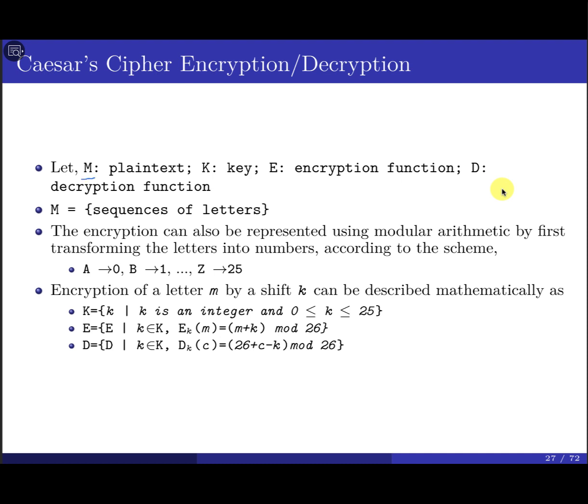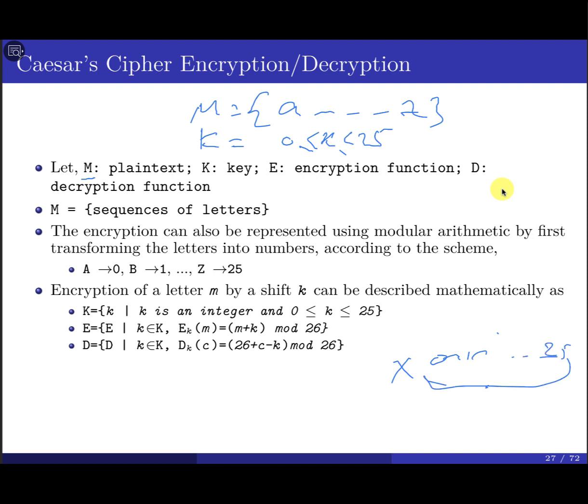Assume that M is going to be the plaintext. In this case, M is going to be any letter from A to Z. K is going to be the key space, all the possible keys that we have. The possible keys are, for example, K from 0 up to 25, because we have 26 keys. Either shift 0 positions, which means the plaintext is the ciphertext, so don't use it, or shift 1 position to the right, shift 2 letters to the right, and so on. So you have 26 possible keys you can choose from. We use small k between 0 and 25.